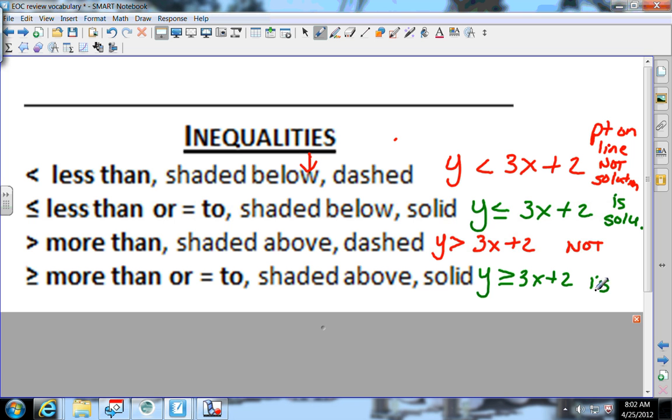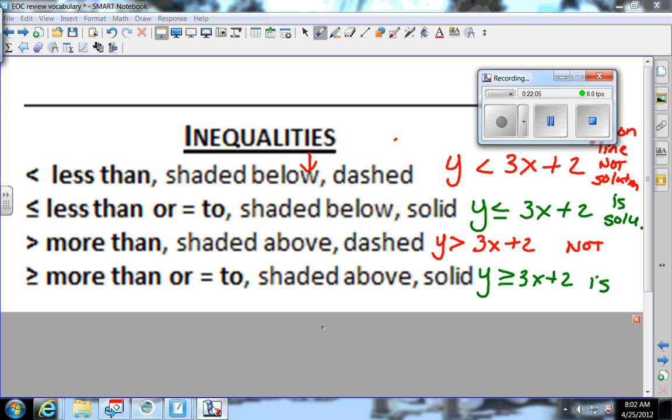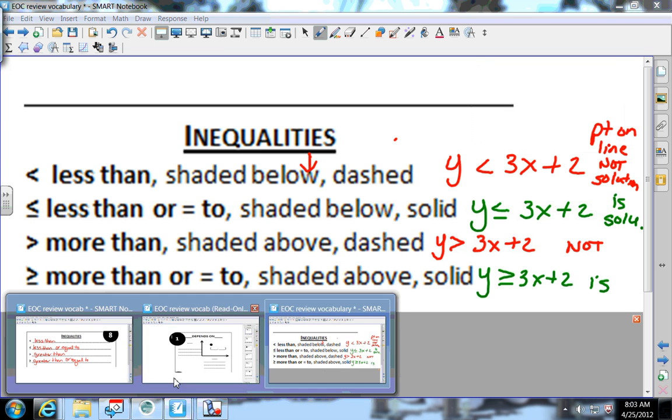Very important. I think if they ask you about points, a lot of times they're going to use the points that are on a dashed or a solid line. Most of the time, I think it'll be a dashed line because they're looking for you to mess up, not knowing that if it's on a dashed line, it's not a solution. Next.